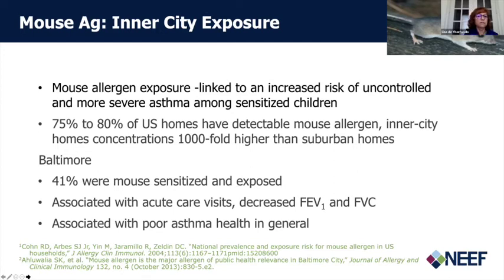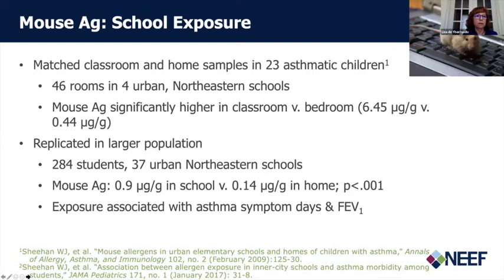And this study out of Johns Hopkins looked at children living in inner city Baltimore. Of the children with asthma, 41% were sensitized and exposed to mouse, and it was associated with acute care visits, decreased pulmonary function, and poor asthma health overall. Next slide. So mouse allergen can also be a significant source from school exposure.